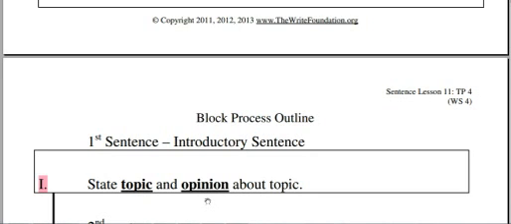So your outline, all of your outlines will need to be highlighted the same way. This one will show you how. So state topic and opinion about your topic. Those are crucial. If you do not do one or both of them, it's 5 points each for not having that.